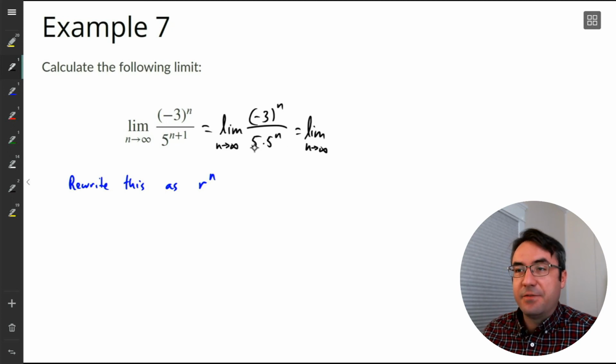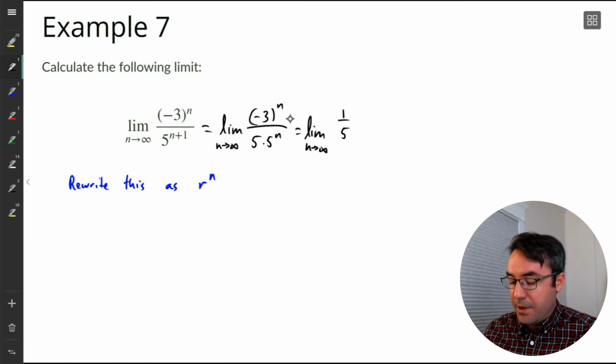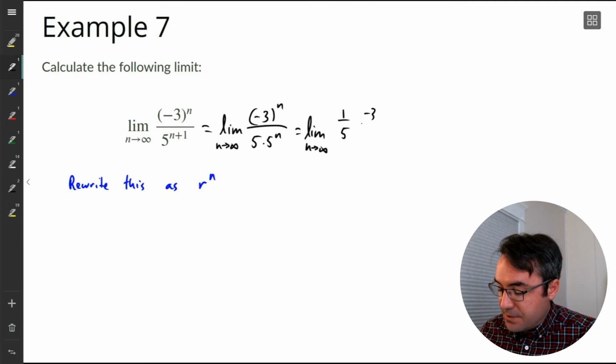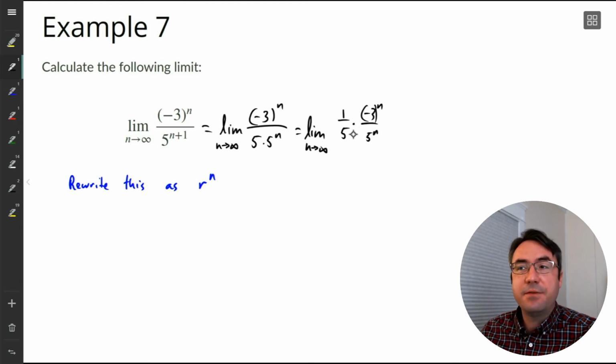Let's get that 5 out of there. So that 5 doesn't have a raised to the power n on it, so let's separate that off and make it its own fraction. So we're going to have 1 over 5. And then let's get everything else that does have a raised to the power n in its own fraction. So we have this 1 over 5, and then we have this -3 to the n over 5 to the n, and we're doing the limit as n goes to infinity.